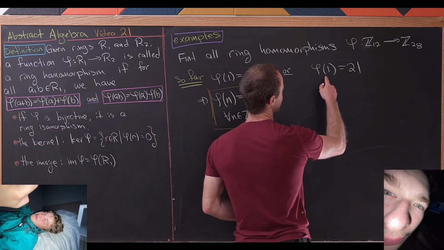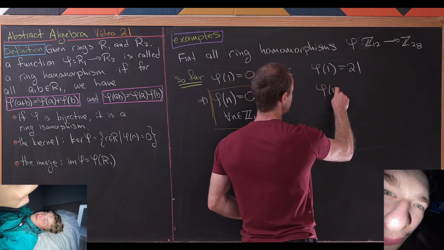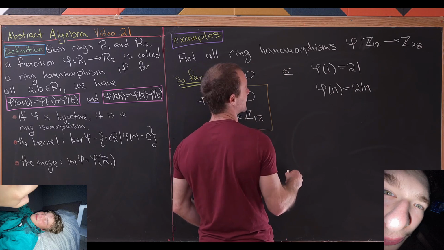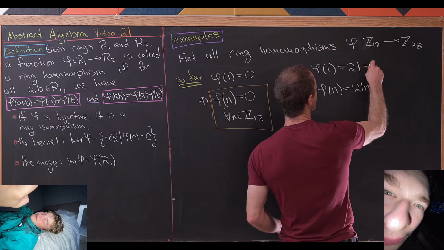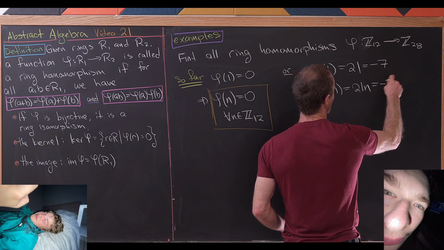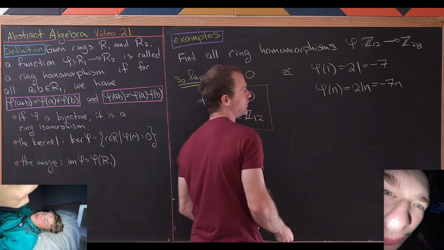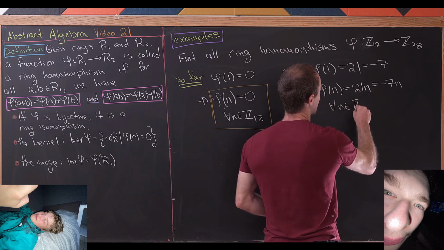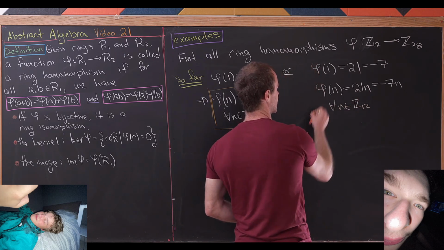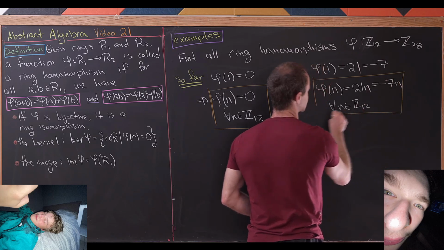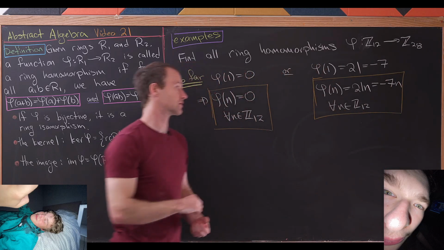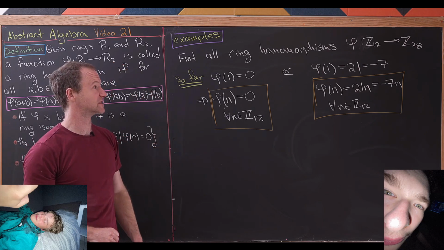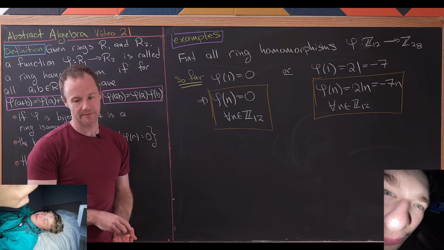And in this one, if 1 goes to 21, that means phi of n goes to 21n inside of Z28. We could also think about this as minus 7, and minus 7n if you want to write it that way. This is going to be true for all n inside of Z12 again. Great, so let's box that as well. And those are our two possibilities. So those are the only two possible ring homomorphisms from Z12 to Z28.